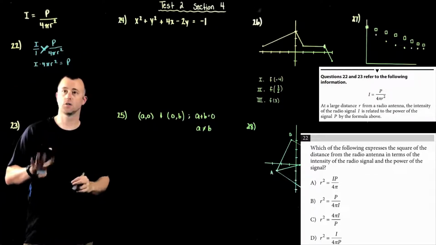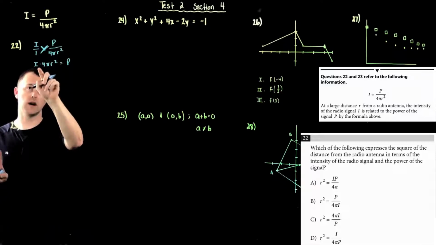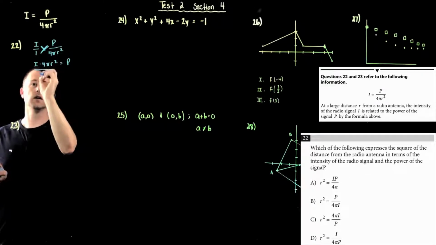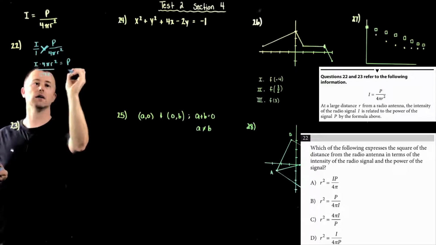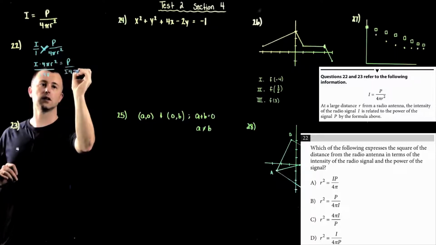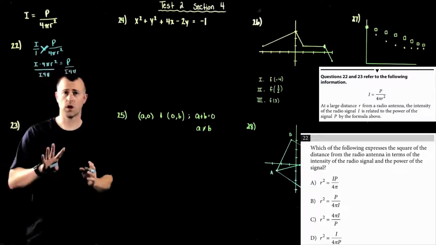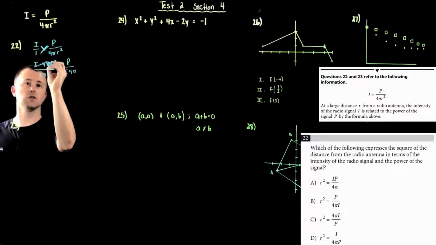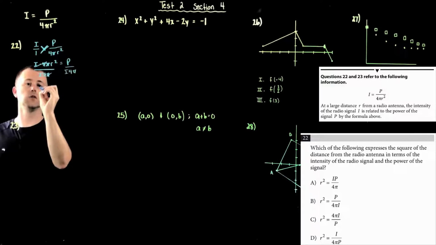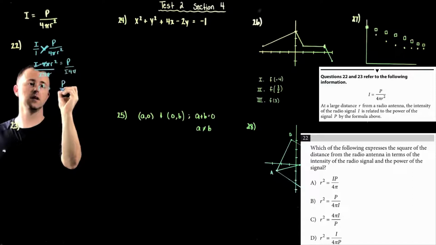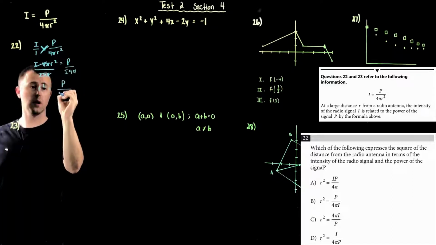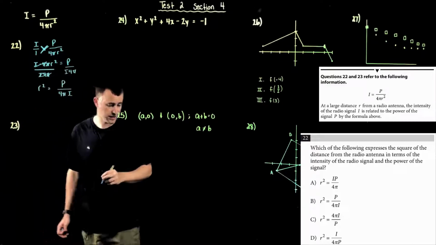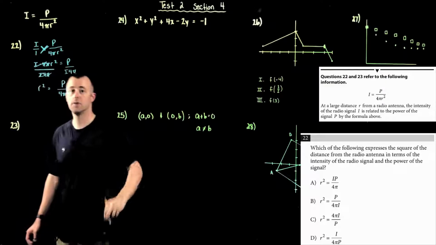So I'm solving for r squared. You'll notice all these terms right here, the I, the 4, and the pi, are being multiplied by r squared. So I'm going to divide by I 4 pi on both sides. That looks really ugly, and you'll see the answer choices probably put the 4 in front, so that's what I'm going to do, the 4 pi. So I'm going to write this. Notice these all cancel. So you end up with r squared equals P divided by 4 pi I. So we're looking for the answer choice that says that, which is answer choice B.